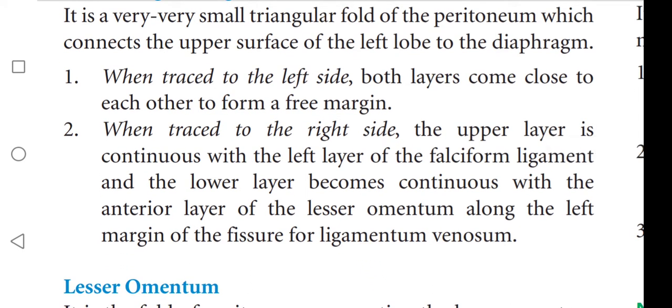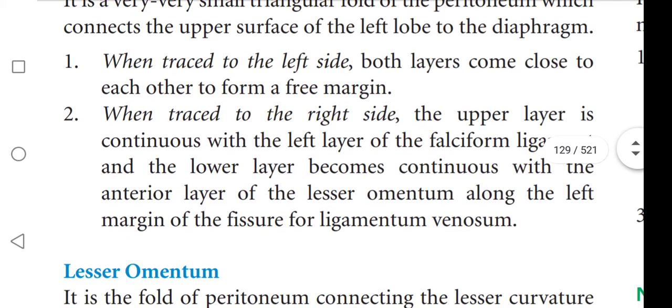When traced to the right side, the upper layer is continuous with the left layer of falciform ligament, and the lower layer becomes continuous with the anterior layer of the lesser omentum along the left margin of the fissure for ligamentum venosum.